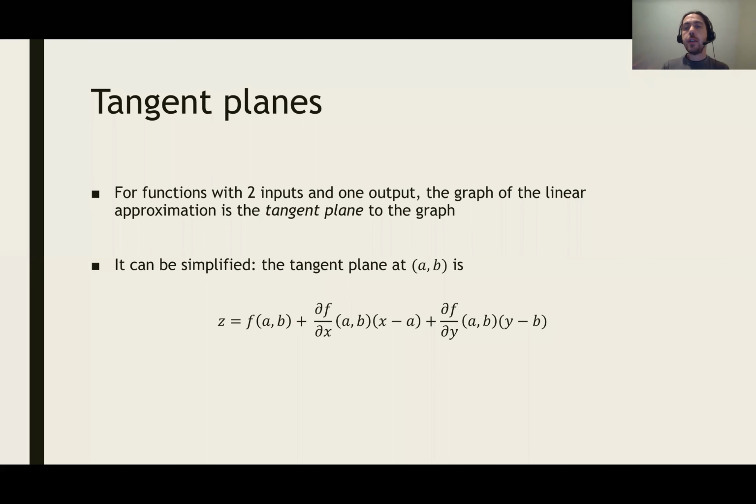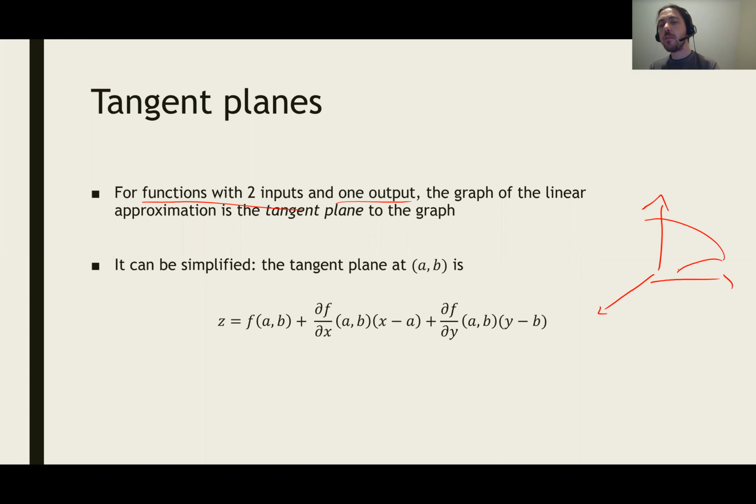Now, we said that in 2 dimensions, these are related to tangent planes. Namely, if we have a function with 2 inputs and 1 output, we can draw a graph for that function. And it's going to be some kind of curved surface. And on that curved surface, we could pick a point and say, let's try and find the closest flat surface to that, closest tangent plane. There are a couple of ways to do that.